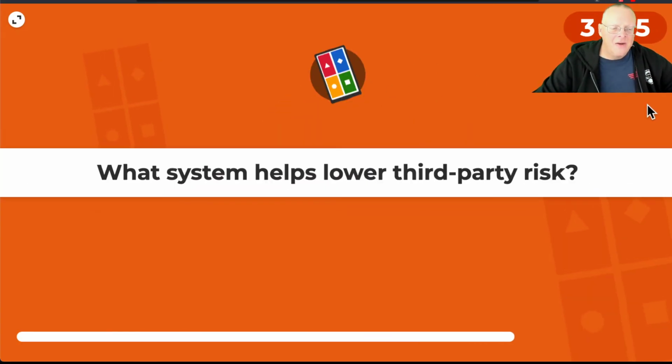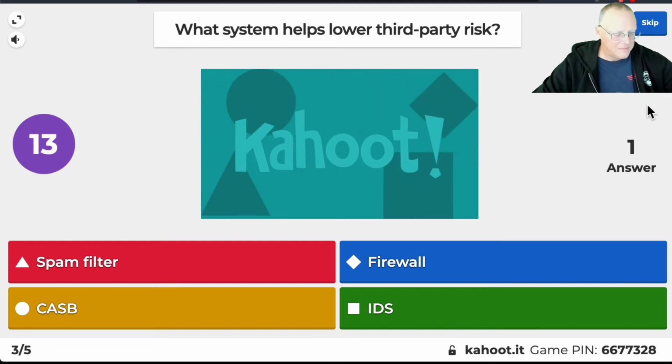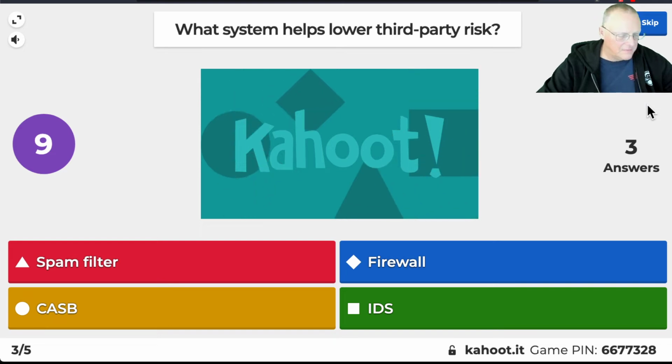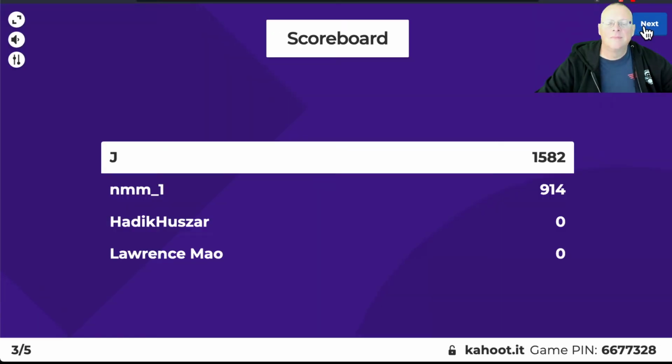All right, what lowers third-party risk? Yeah, the Cloud Access Security Broker is the special system to lower the risk of unauthorized cloud access. At least that's my understanding of what it does. I've never really used one. Anyway.